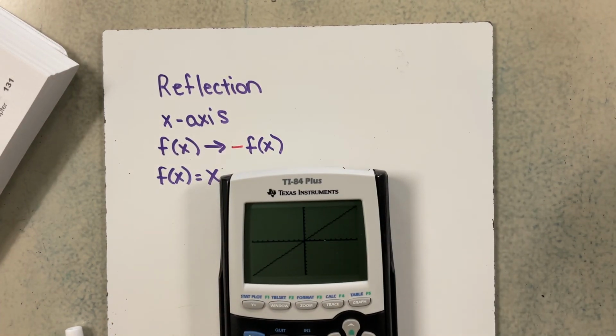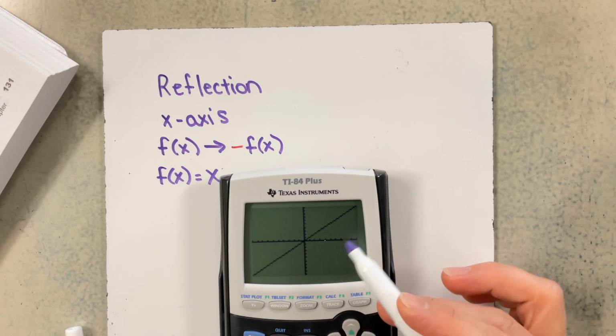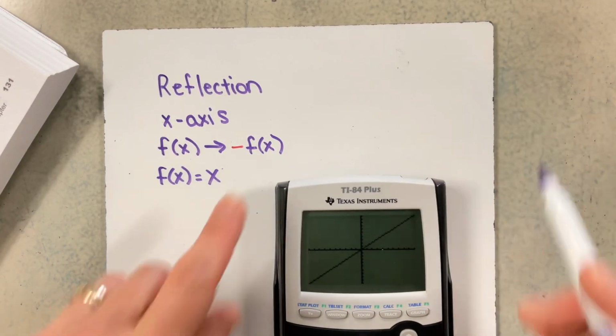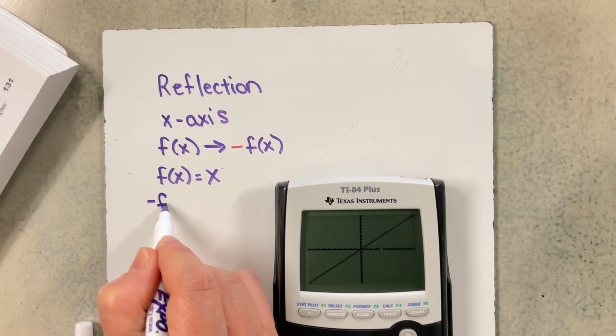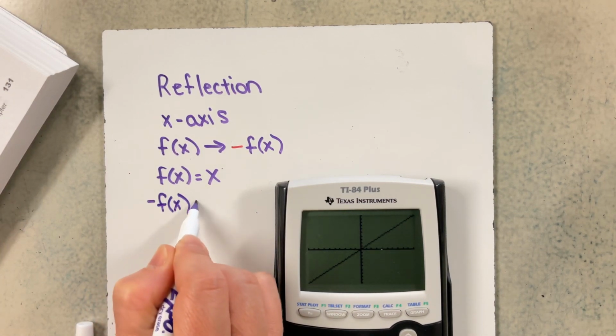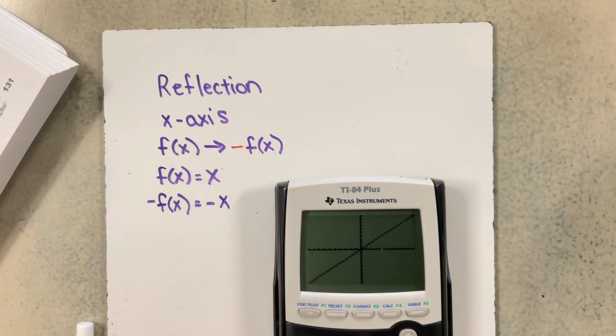Okay, and let's see if I can get the brightness to go up. There you go. Okay, so there's f of x. Now what this tells me is, since I have a negative f of x, I have a negative whatever the function was. Well, in this case, it's just a negative x.